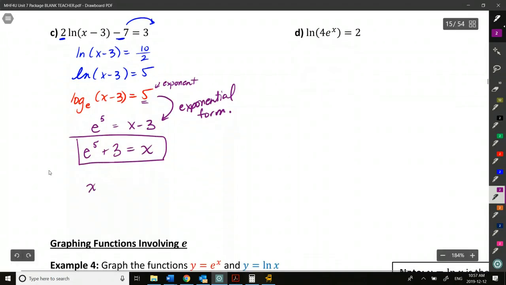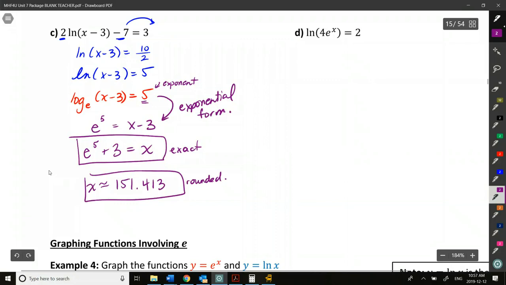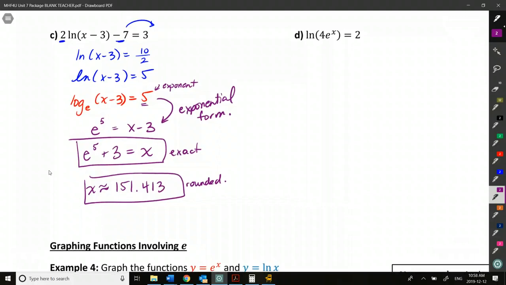Okay, can somebody tell me what this would be equal to if it were rounded to 3 decimals? What was it, 151.1? Oh, 151.413. Awesome. Okay, and that's an approximate, so we'll just use our approximation. Okay, so if you're asked for exact, you'd give me something like this. If you're asked for rounded, you'll give us that. Okay, any thoughts as to how we can start part D for trying to find x?